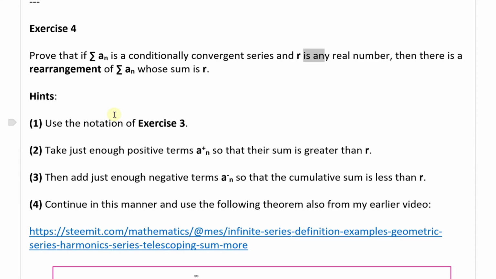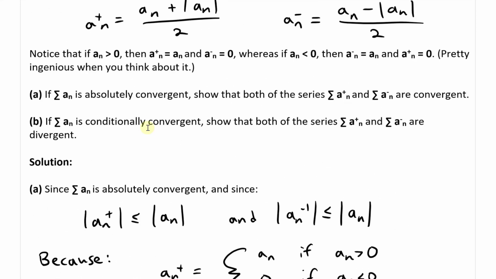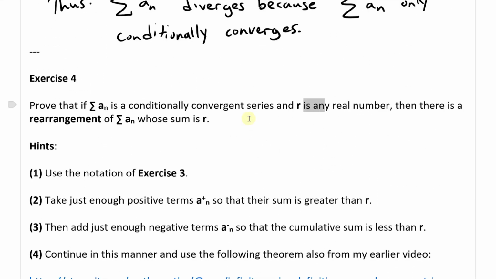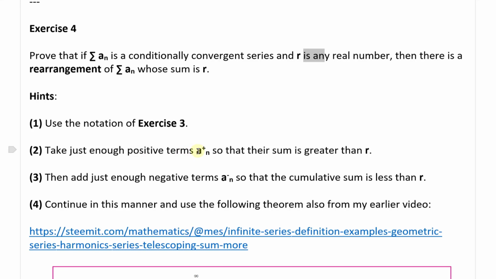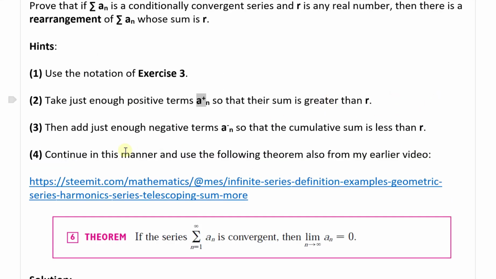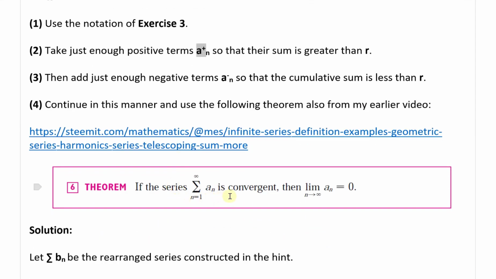So hints, part 1 says use the notation of exercise 3, which is looking at the positive and negative terms like this, an plus and an minus. Use that notation for the positive and negative terms. And then 2 says take just enough terms of an plus so that their sum is greater than R. Then add just enough terms an minus so that the cumulative sum is less than R. Continue in this manner and use the following theorem also from my earlier video. So this one here, if the series an is convergent, then the limit as n approaches infinity of an equals 0. So yes, if it's convergent, then the terms have to be going to 0.